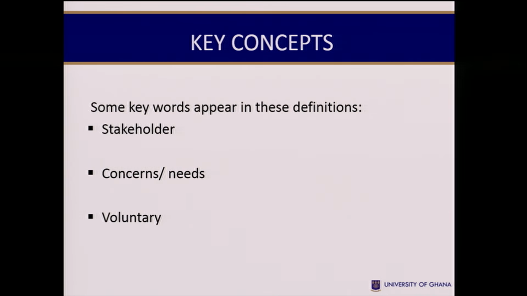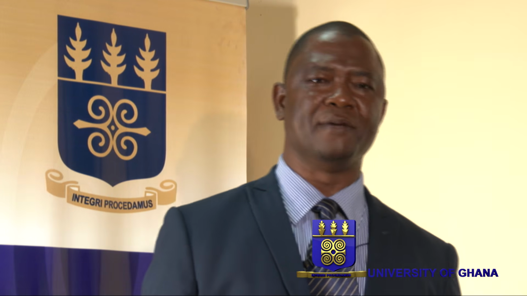There are some key concepts in the definitions that we need to appreciate as students. First of all, stakeholders. Who are the stakeholders? It means that a firm's stakeholders are broad. They are beyond just the customer groups. The government is a stakeholder of the firm. Customers are stakeholders of the firm. Shareholders are stakeholders of the firm. The society as a whole are stakeholders of the firm.